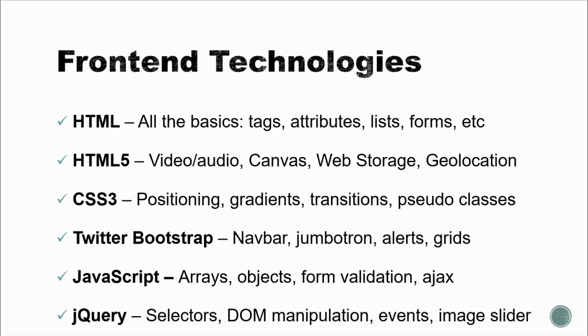Then we'll move to Twitter Bootstrap, which is a front-end HTML and CSS framework. We'll look at different components like the navbar, Jumbotron, alerts. We'll look at the grid system, and we'll build a custom Bootstrap theme. For JavaScript, we'll learn all the basics of JavaScript programming, variables, arrays, object-oriented programming, form validation, and we'll also build a GitHub profile extractor using JavaScript and Ajax. Okay, and we'll use the GitHub API.